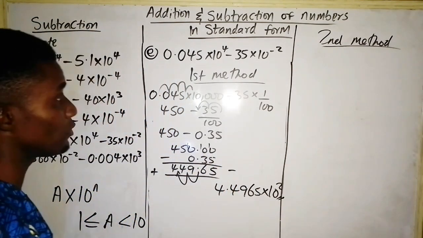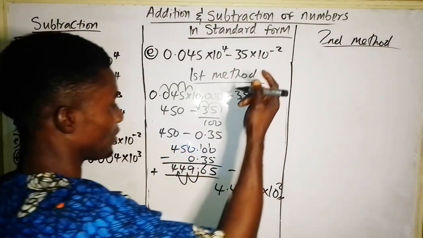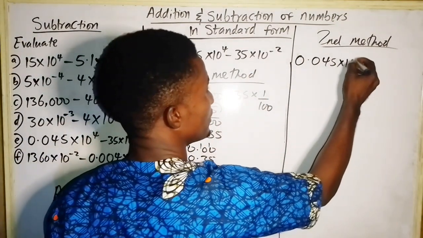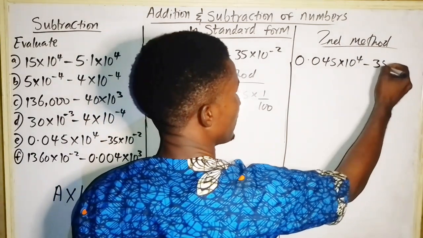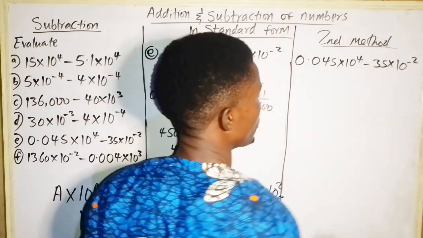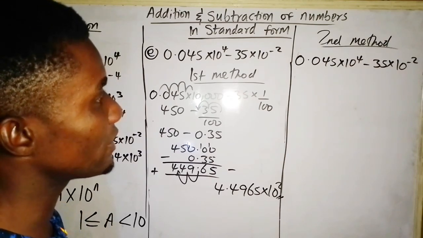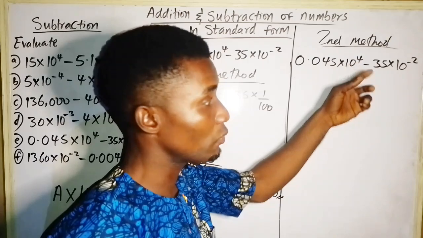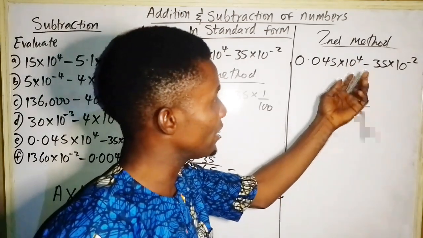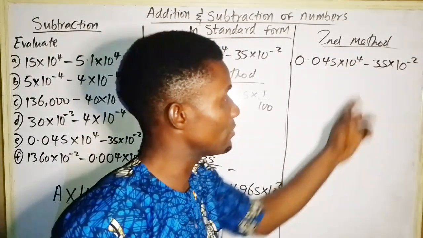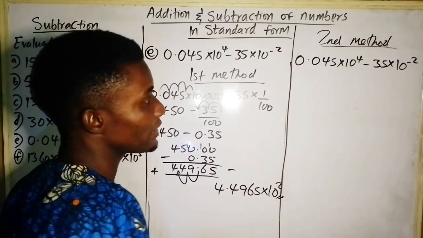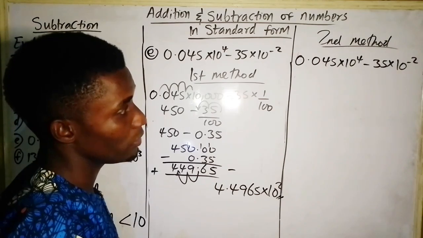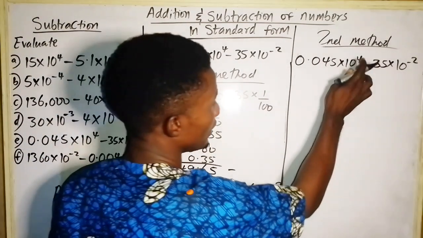Let's use the second method and see what we're going to get for this same question. So we have 0.045 times 10 raised to the power 4 minus 35 times 10 raised to the power minus 2. So in this case, all we need to do is make sure that the base and the exponents are the same. Either this is the same as this or this is the same as this. But for easy understanding, let's change our exponent to minus 2.